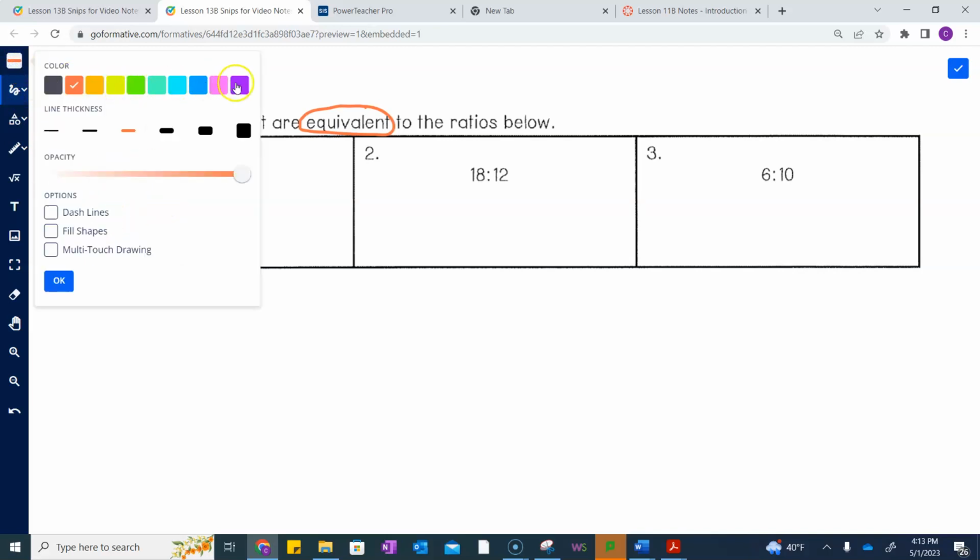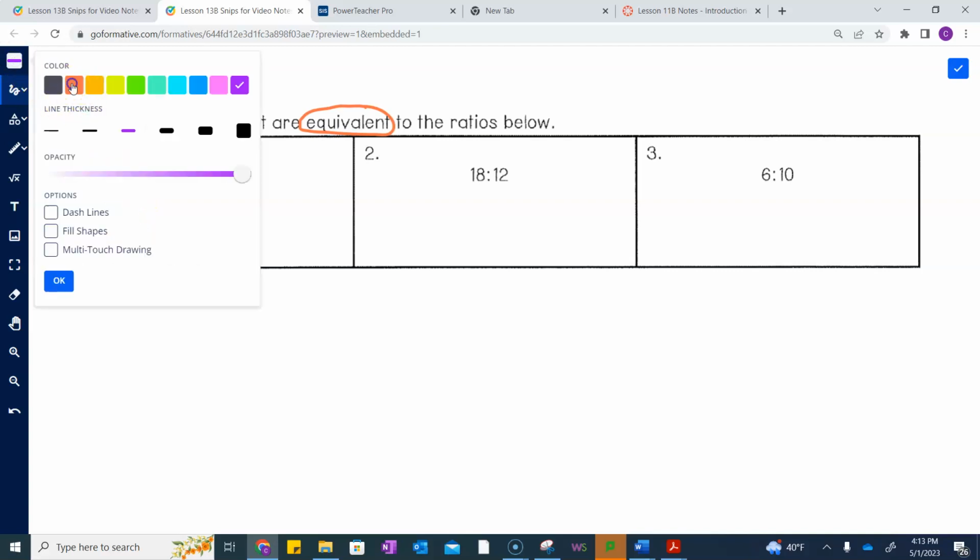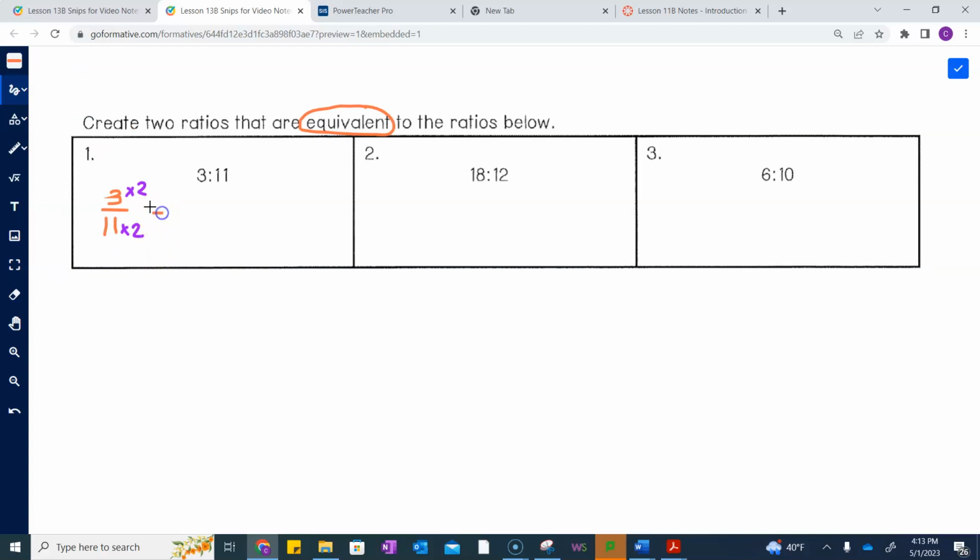To scale a fraction up, we're going to choose a number to multiply by. Since we aren't told what we want that denominator or numerator to be, we have our choice on what we want to scale it up by. And so I'm going to first scale up my first one. I'm just going to scale it up by 2. Create an equivalent fraction, and I'm going to use a 2 multiplier. And I get 6 over 22.